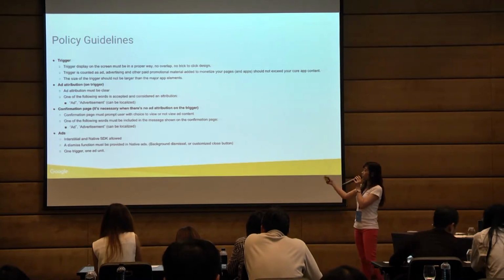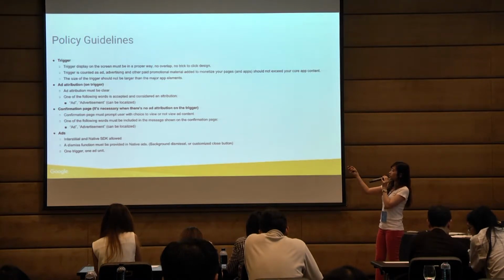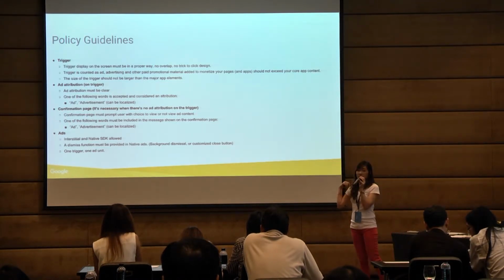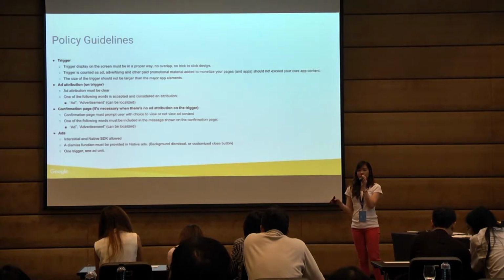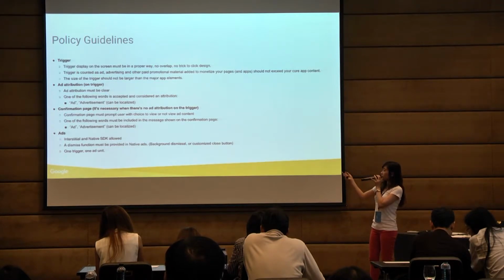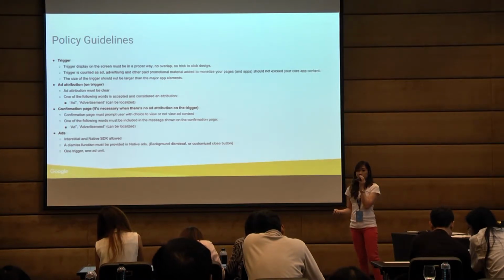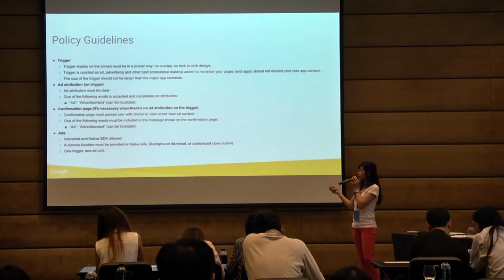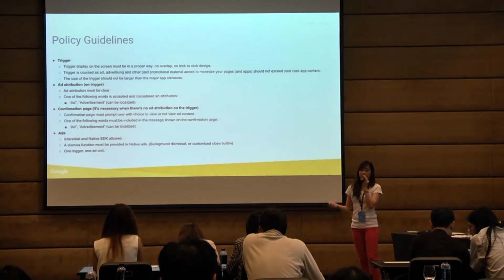A few things here I have already mentioned. One of the important ones is that the size of the trigger cannot be larger than the major app elements. So the major content of the app has to be the app content, not the trigger or the ads itself. And a few others, like there should be an ad attribution on the trigger if you don't want to have a confirmation page. If you want to have the confirmation page, then this is not necessary. And one trigger can only be for one ad unit.